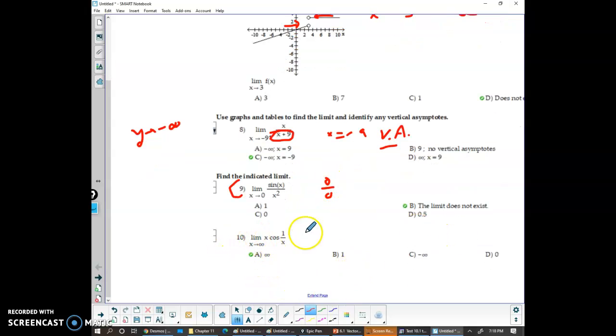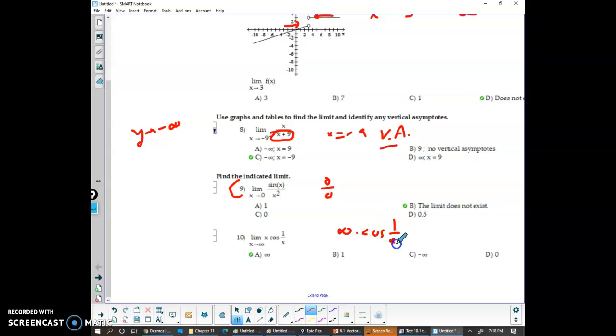Finally, number 10. You can kind of intuitively figure out this one just by thinking substitution. So I have infinity. If I directly substitute infinity in here, I have infinity times cosine of 1 over infinity.